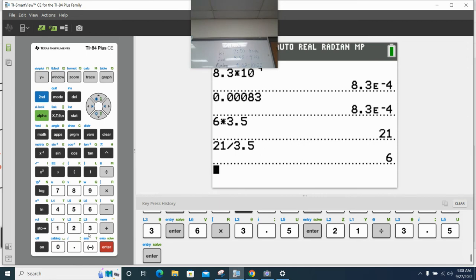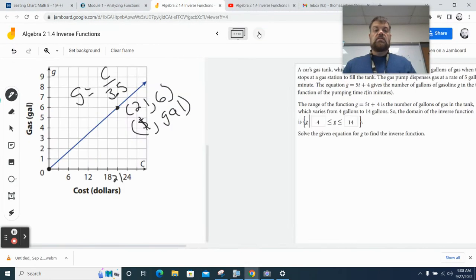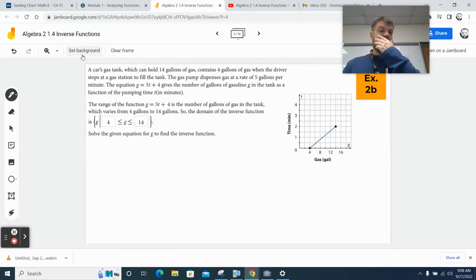So then the question goes on and it says a car's tank of gas holds 14 gallons and contains 4 gallons of gas when the driver stops to fill up the tank. The gas pump dispenses at a rate of 3 gallons per minute, and it gives us a funky equation. So I'm going to have to write some of this down. There's a part B to this. Okay, this is part B.